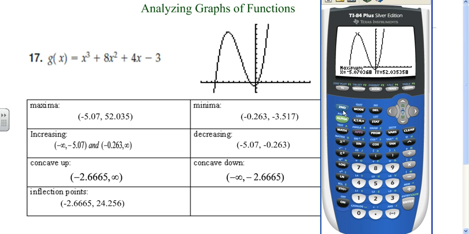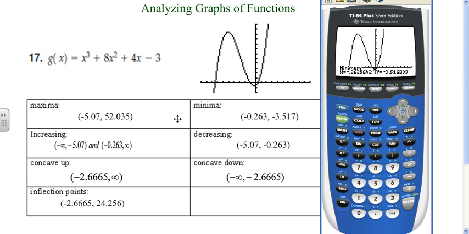And to find the minimum, we do the same thing. We hit second trace again, and we choose number 3 in that case. And our minimum is down here, so we just need to have our end boundaries on either side. So I can actually type in a number, like if I choose negative 3, that'll give me a boundary here left of the minimum, and I can pick any number over here for x, so we can choose 3 over here. That'll be a good number, and then we hit enter for guess, and here we get negative 0.263 and the y value of negative 3.517.